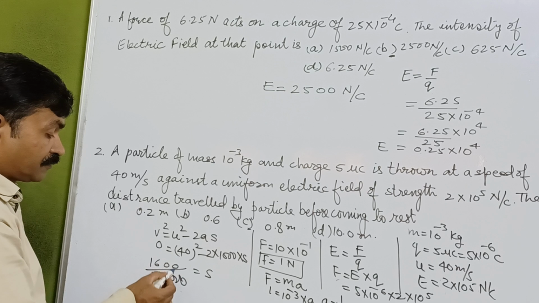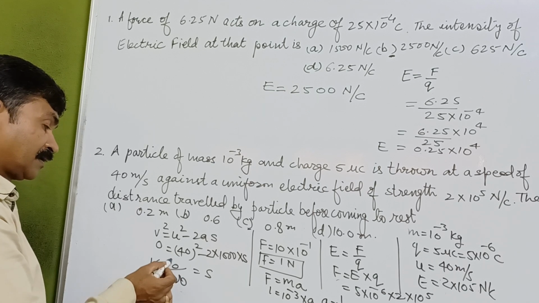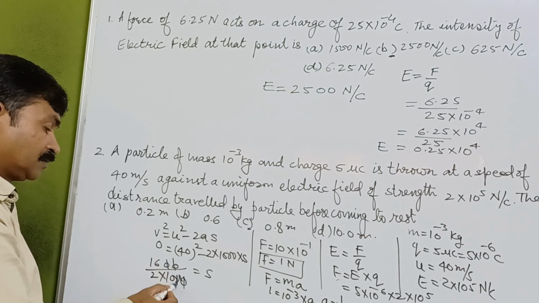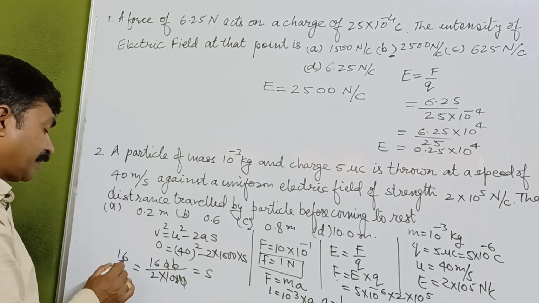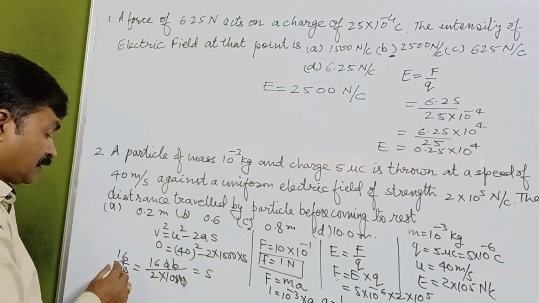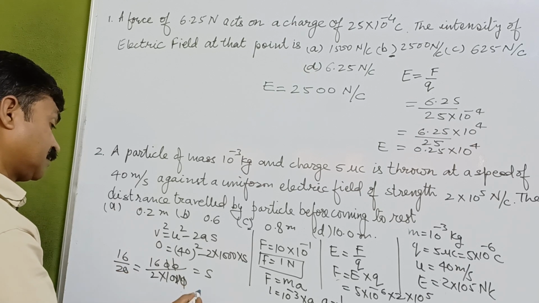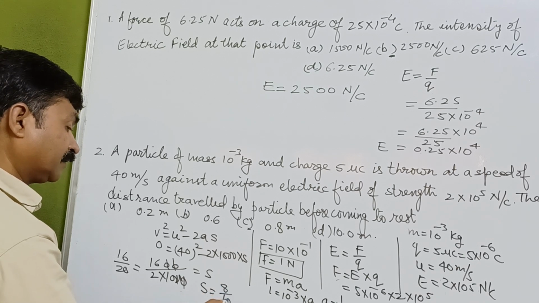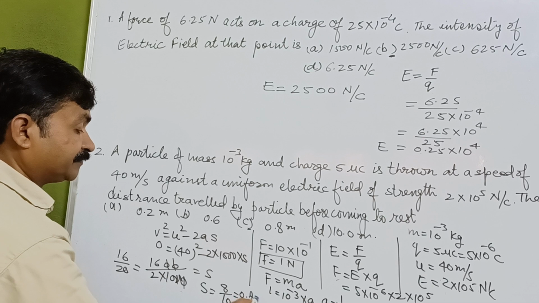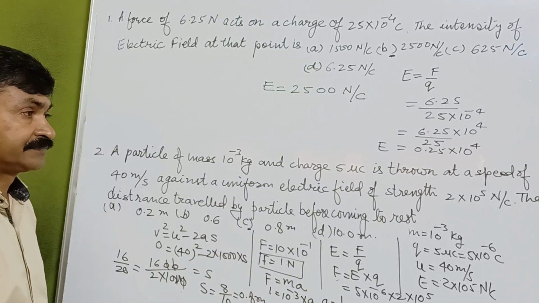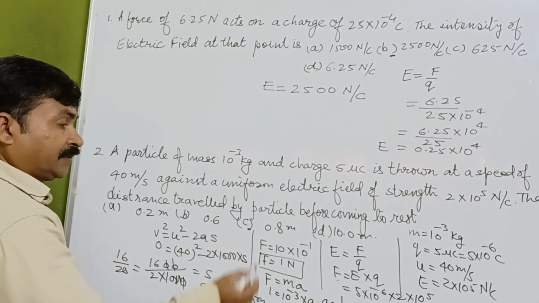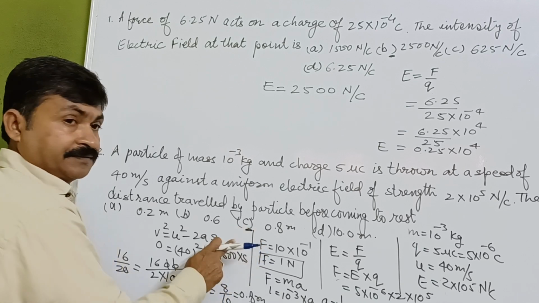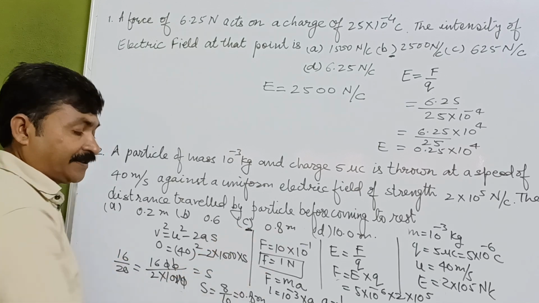If we go through the cancellation, it is 16 upon 20, which is 8 upon 10, that is 0.8 meter. So the final answer which we have is 0.8 meter.